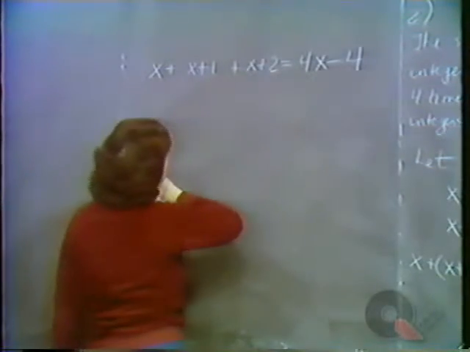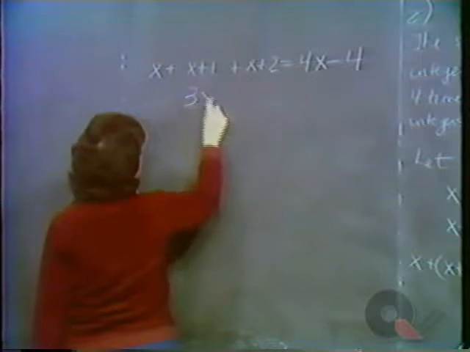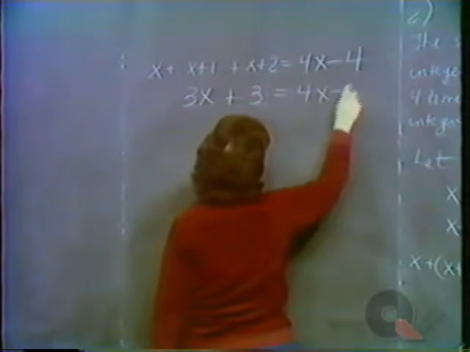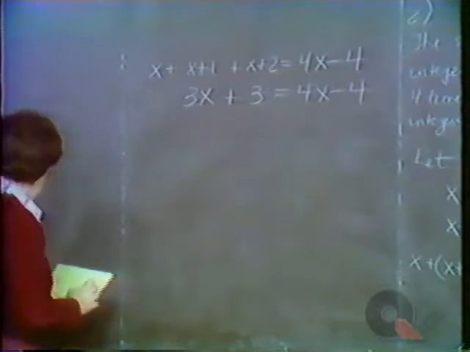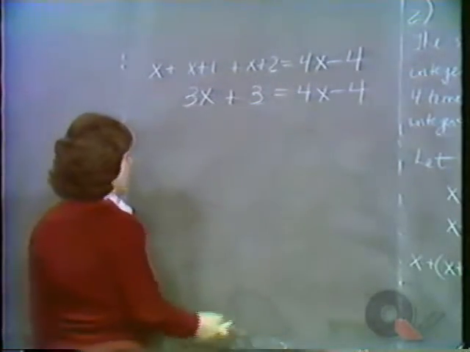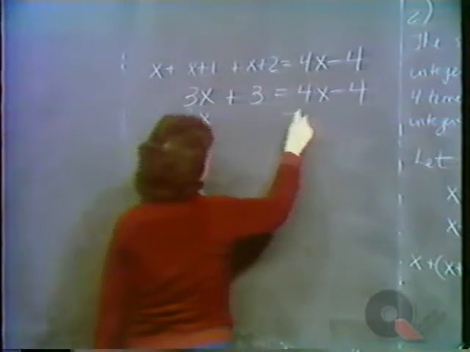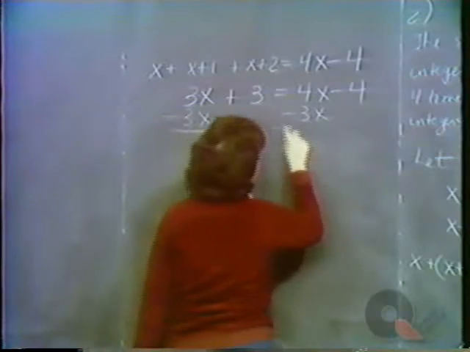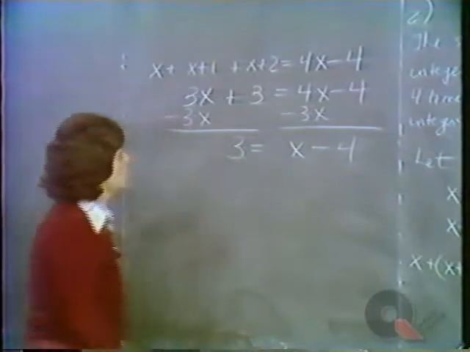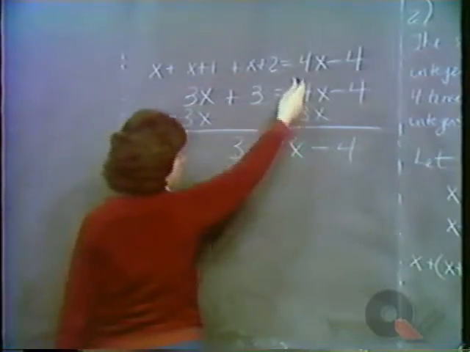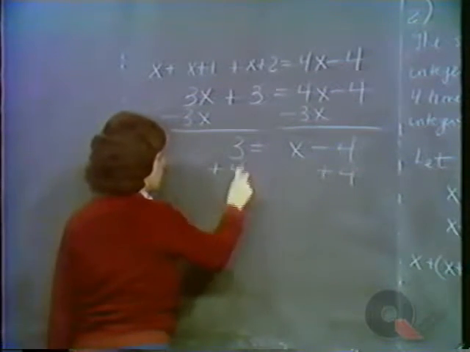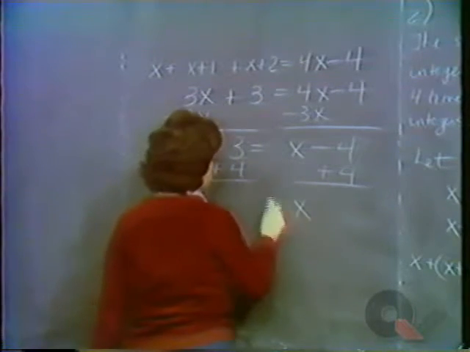Okay, let's collect like terms on the left side. x plus x plus x, that's 3x. 1 plus 2, that's plus 3, equals 4x minus 4. 3x plus 3 equals 4x minus 4. Okay, we can subtract 3x from both sides of this equation. 3 equals x minus 4. 3x goes out here, and here 4x minus 3x gives us 1x. We can then add 4 to both sides of this equation, giving us x equals 7.